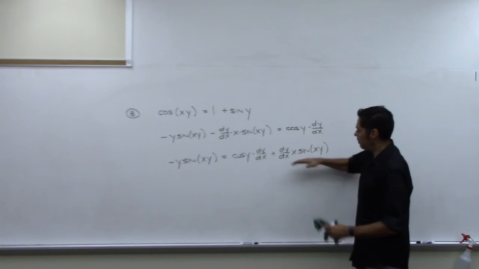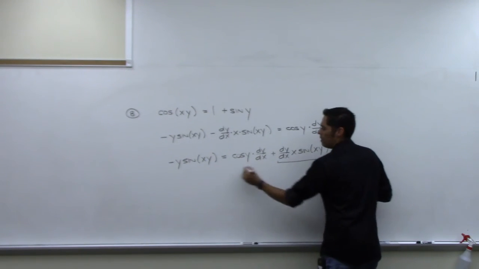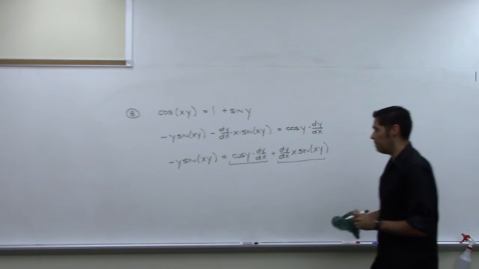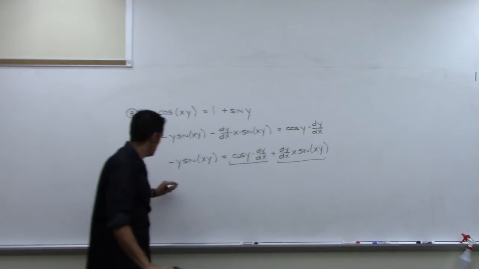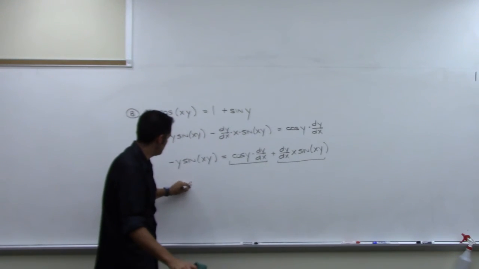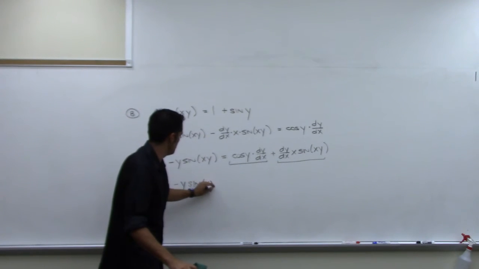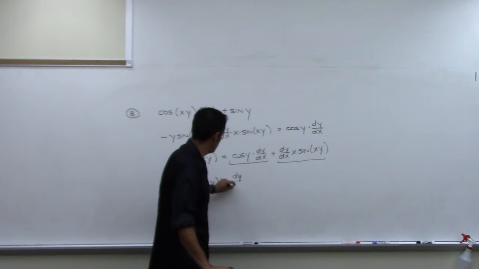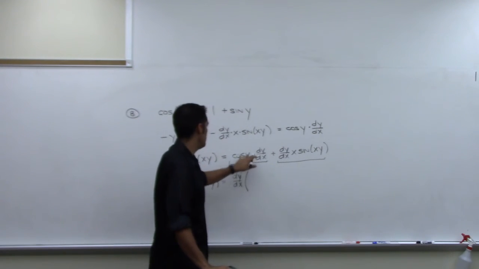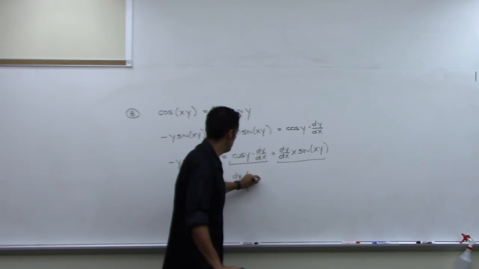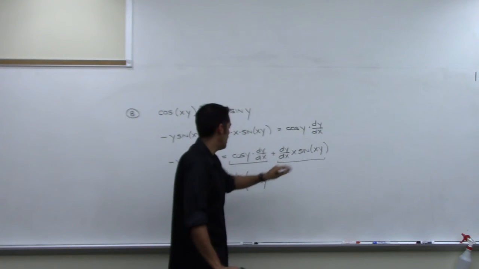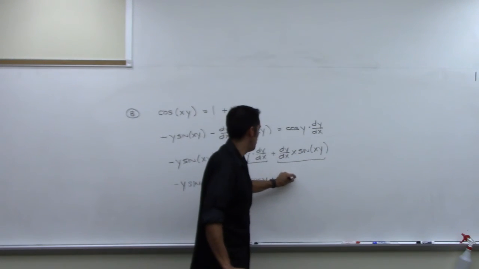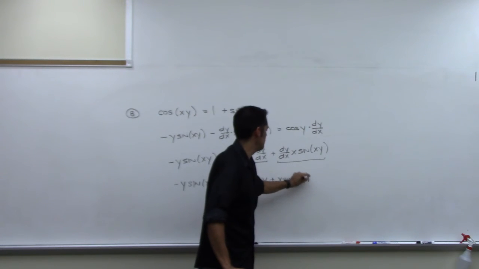Notice that both of these terms have dy/dx in them, and I can factor that out. So I'll have negative y sine xy equals, pull out the dy/dx, and when I pull that out of this term, all I'm left with is cosine y. When I pull it out of this term, I'm left with plus x sine xy.